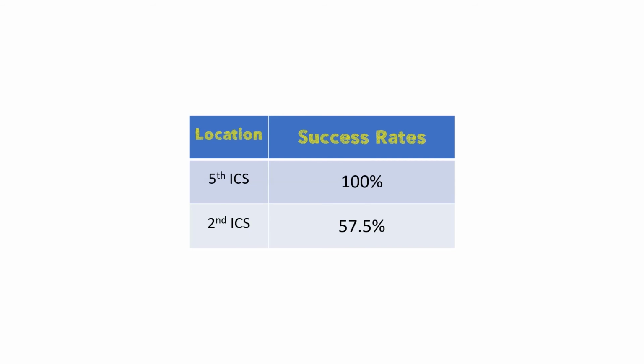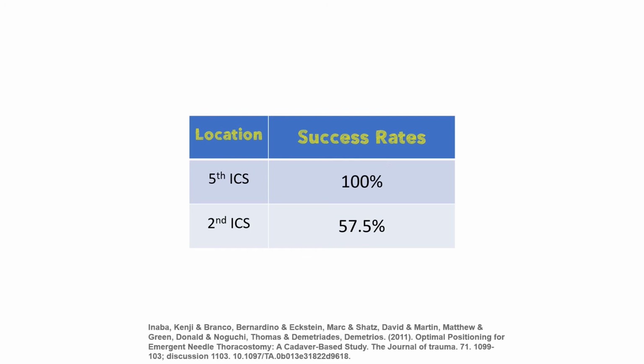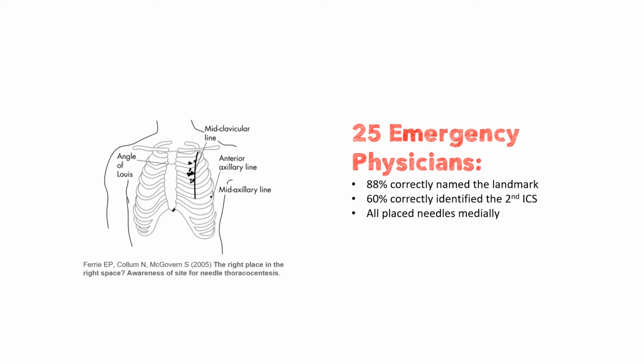At the fifth intercostal space, the success rates were 100%, and that was even using a 2-inch long needle. But at the second intercostal space, it was less than 60%. And this is actually in line with what I've heard from our trauma surgeons at our local trauma center. They have told me that about 50% of the needles that are in the chest actually do not decompress a pneumothorax. And if this is not compelling enough, I think there's another reason that we should probably move from decompressing at the second intercostal space, and that's because we're just not good at it.